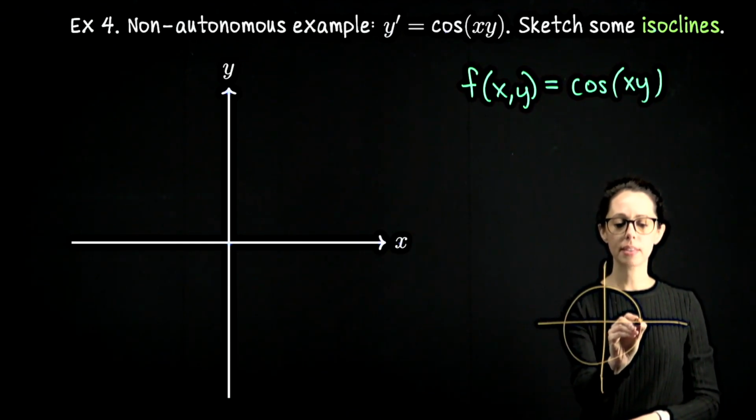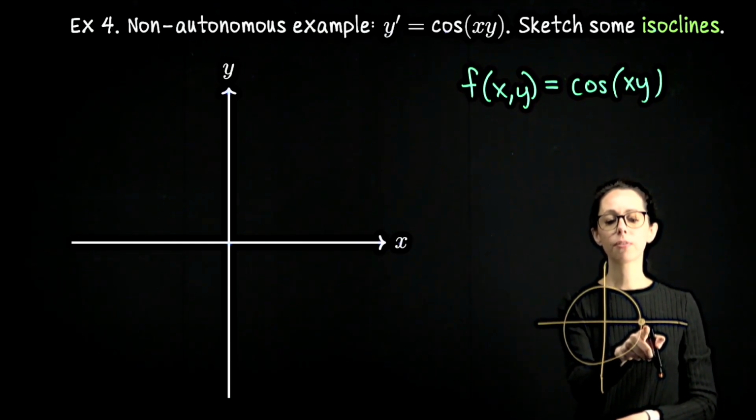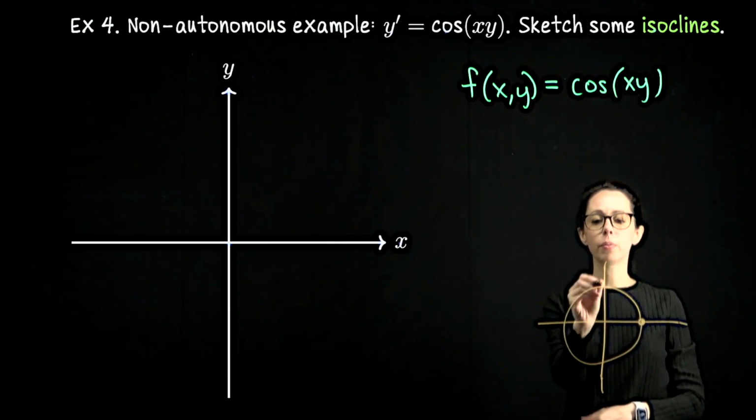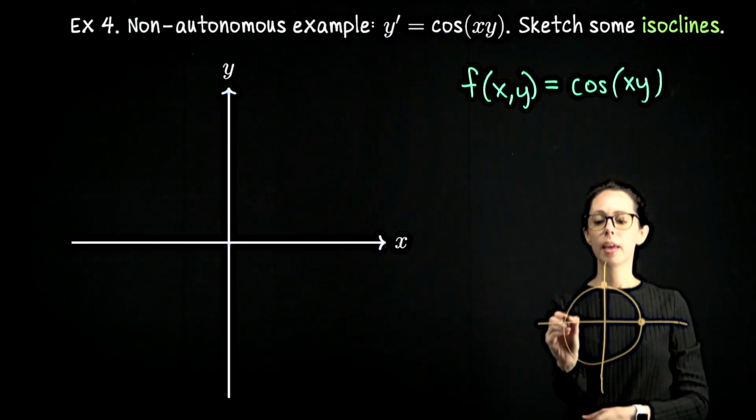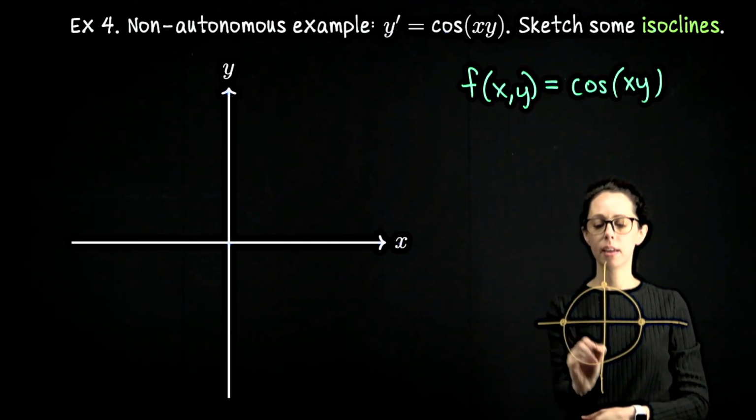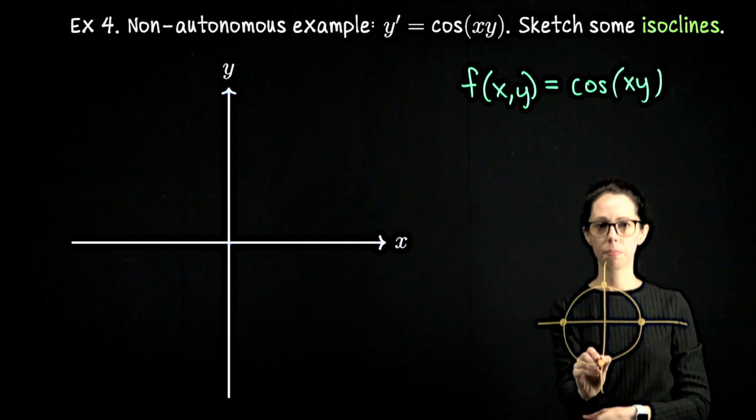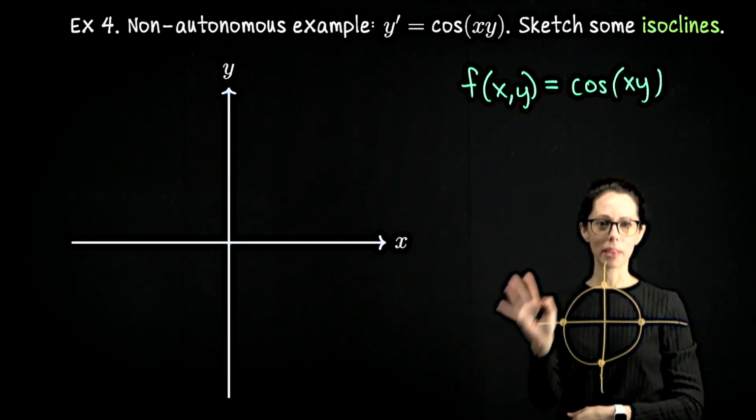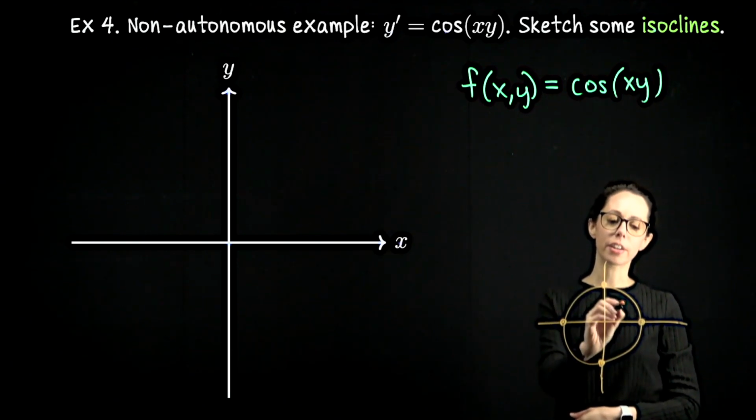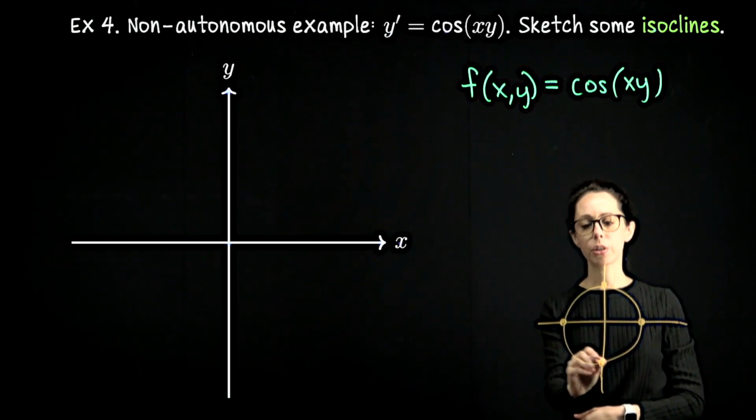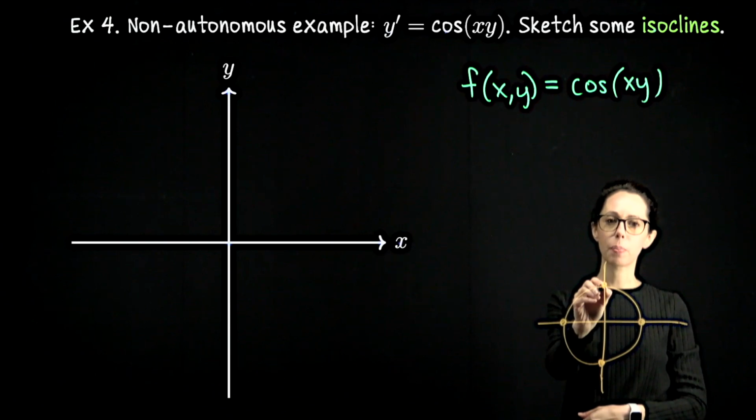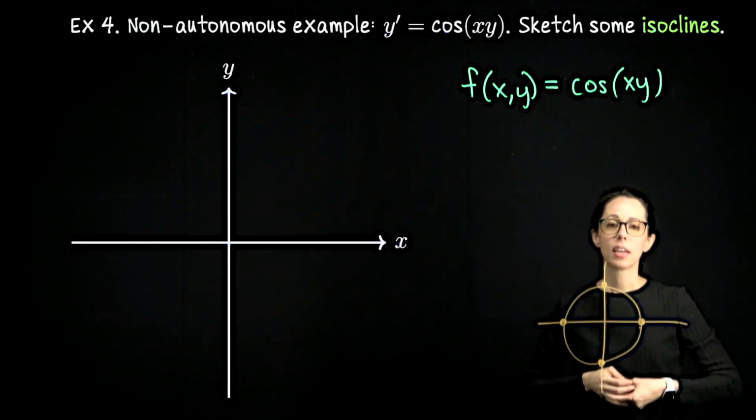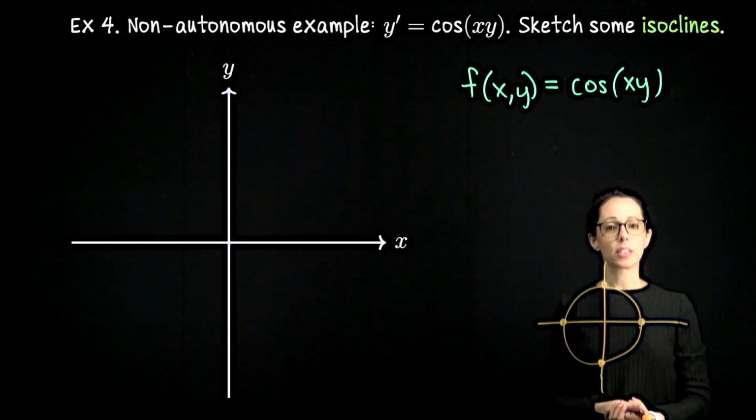I'm going to start with 0. So we will look first for a curve so that x times y is 0. Then we will go to pi over 2, then pi, then 3 pi over 2, and then 2 pi. That'll be some of the isoclines. Then we'll rotate the other direction. So we'll go to negative pi over 2, negative pi, negative 3 pi over 2, and negative 2 pi. So those are going to be the angles that we find isoclines for.